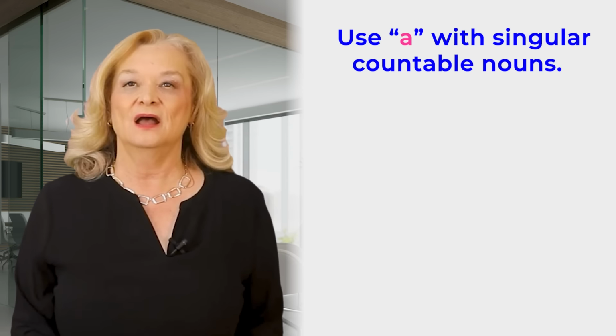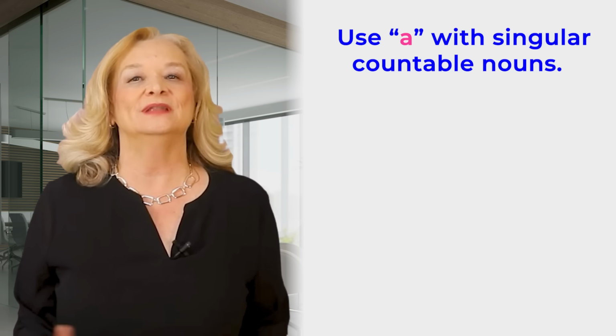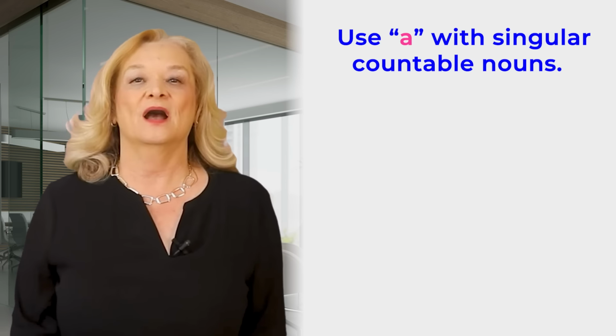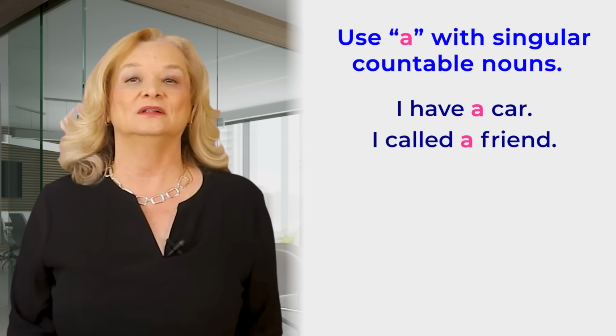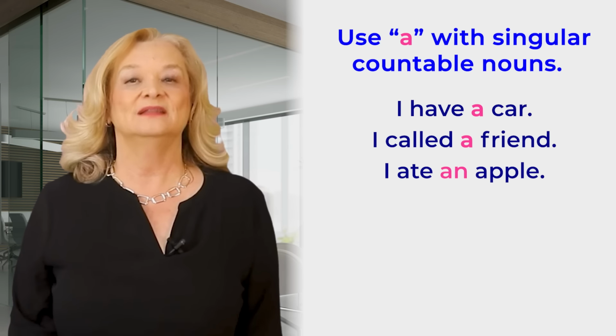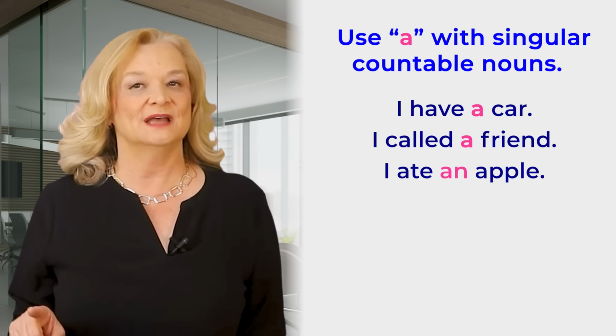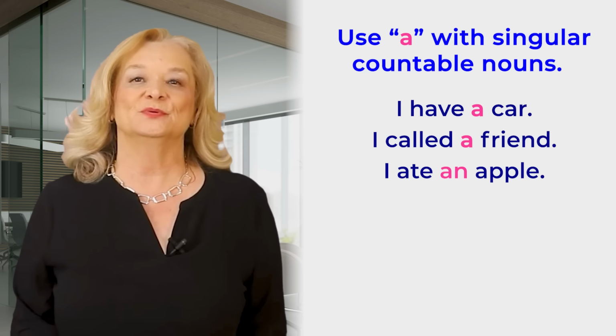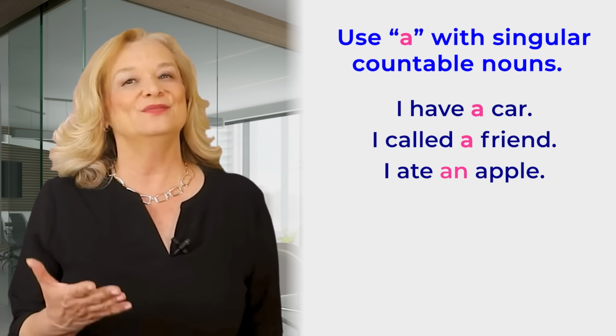We use a with singular countable nouns. For example, I have a car. I called a friend. I ate an apple. We use an because apple begins with a vowel sound. You probably know that, right?